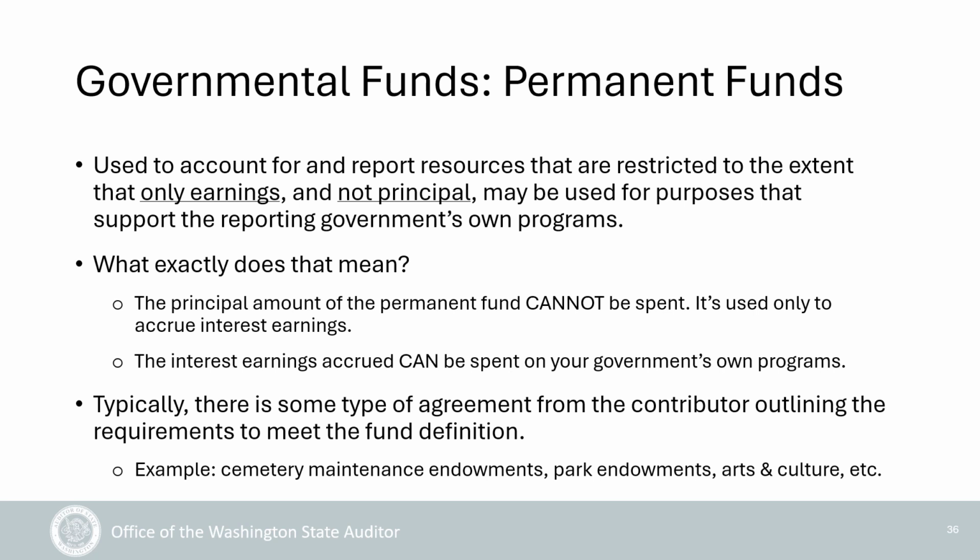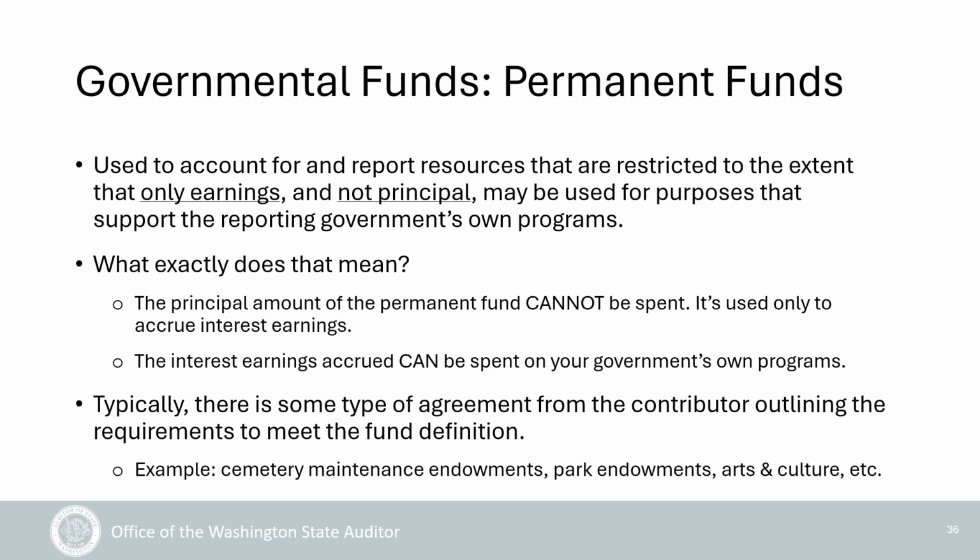Typically, with permanent funds, there is some type of written contract or agreement from the contributor or donor that outlines the requirements to meet the fund definition. Some common examples we see include cemetery maintenance, endowments, or park endowments.